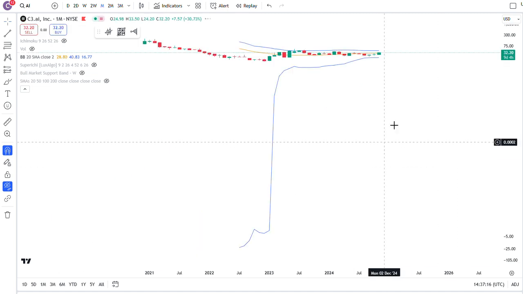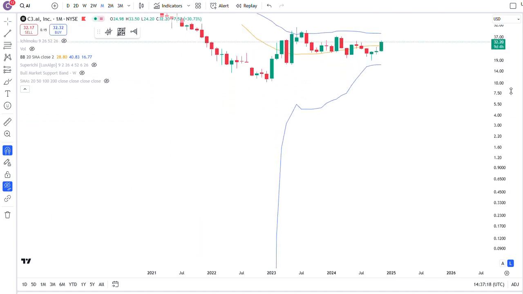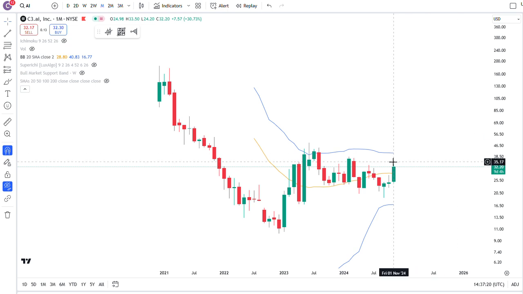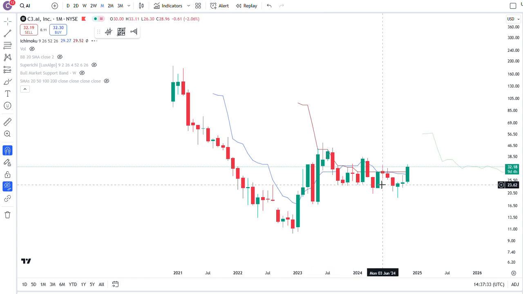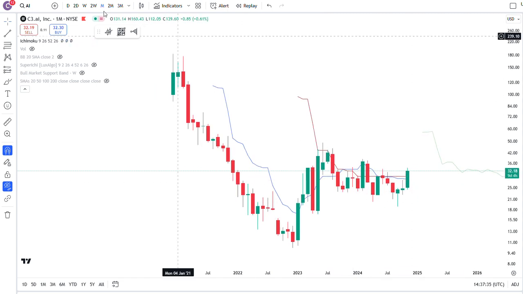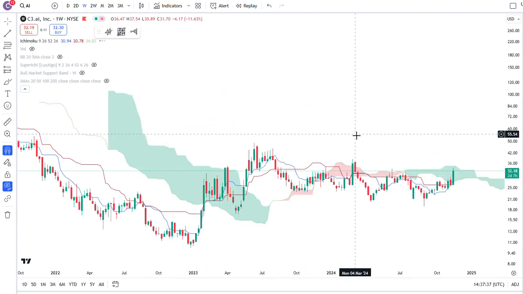Another stock that has really been going up a lot is C3AI. The Bollinger Band is also starting to become a little bit more bullish. The price really broke back above the flattening 20-month moving average, which is a positive development. And if you're looking at the Ichimoku here on the monthly, you can see that it's also broken above the Tenkan Kijun. On the weekly, it has also broken back inside the cloud.